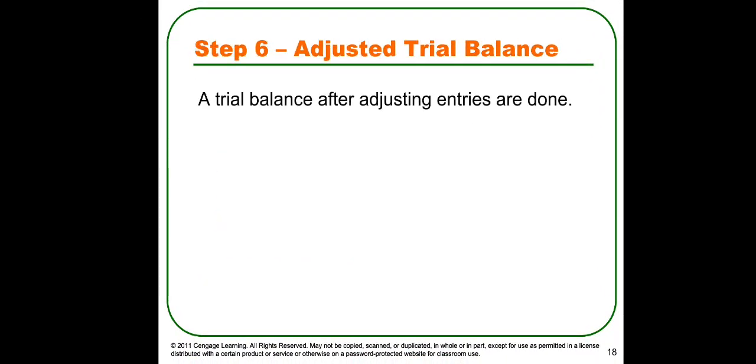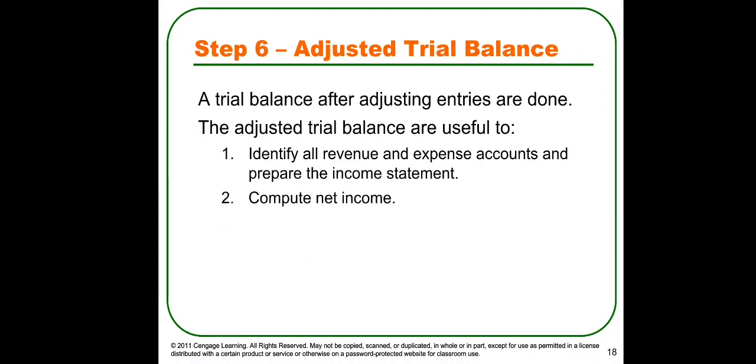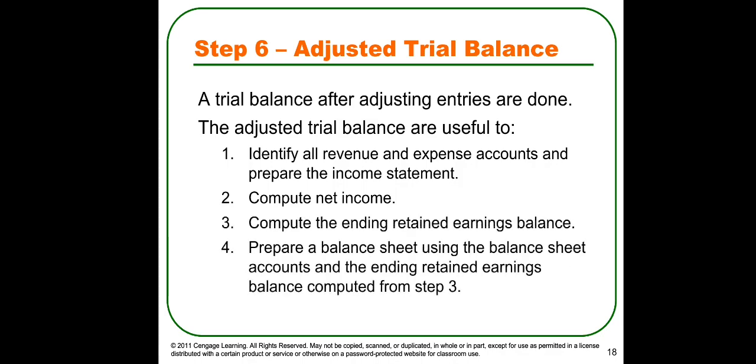Okay, after you have done adjusted entries, the next step in the accounting cycle is to prepare an adjusted trial balance. An adjusted trial balance is a trial balance that you prepare after you have done the adjusting entries. In step 4, you have prepared a trial balance. Step 5, you do adjust entries. Step 6, you prepare a new trial balance, which is a trial balance after you have done the adjusted entries.